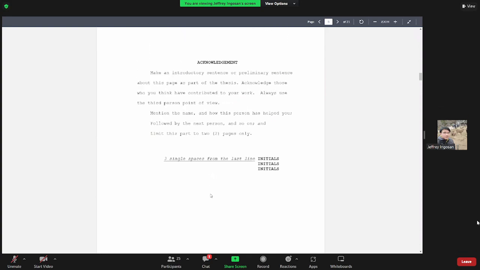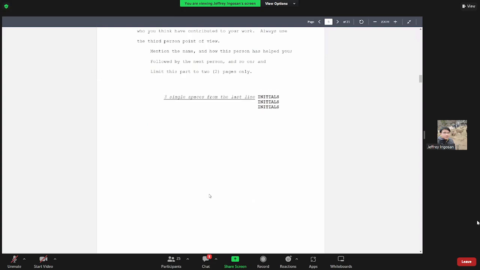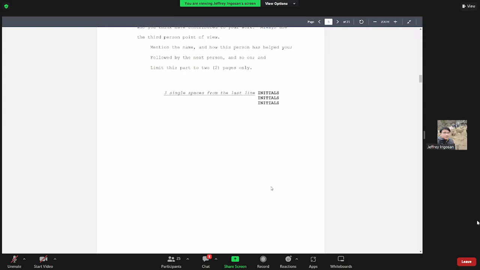And again, before we go on, there are items that I almost forgot to mention. Title page is one page only. Approval sheet is one page only. Abstract is up to 3 pages. The title page does not have any header or footer. The approval sheet, no header also. The Capstone Project, the first page, no header.